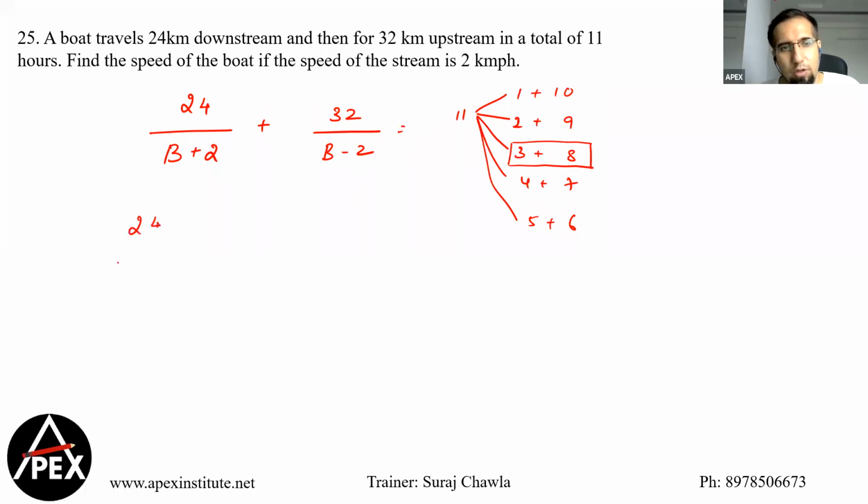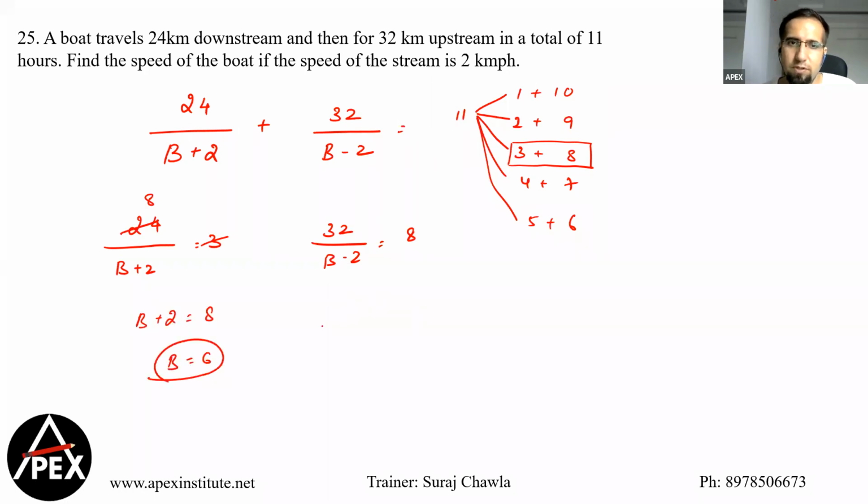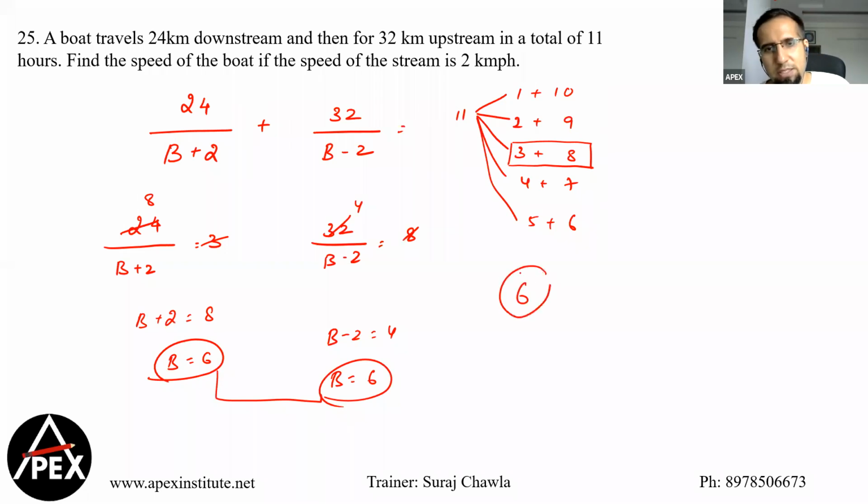So all I do here is I write 24 by b plus 2, let's say, is equal to 3. And 32 by b minus 2, let's say, is equal to 8. Let's see if this is working or not. Now 24 divided by 3 gives me 8, so I get b plus 2 is equal to 8, or the value of b is equal to 6. 8 ones are 8, 8 fours are 32. We get b minus 2 is equal to 4, or we get the value of b is equal to 6. Since the answers are matching, this is going to be my answer, and my answer is going to be 6 kilometers an hour, which should be the speed of the boat.